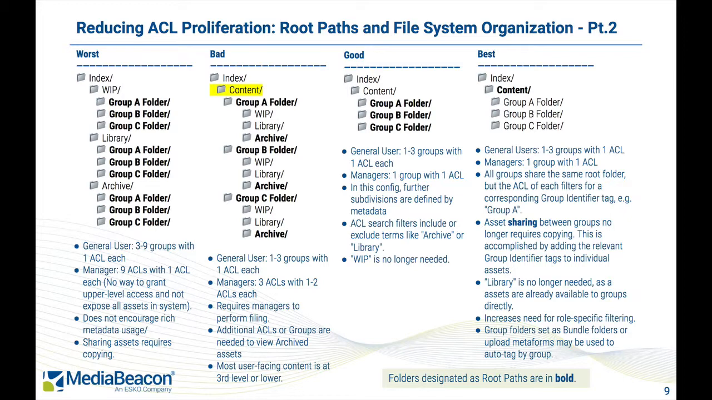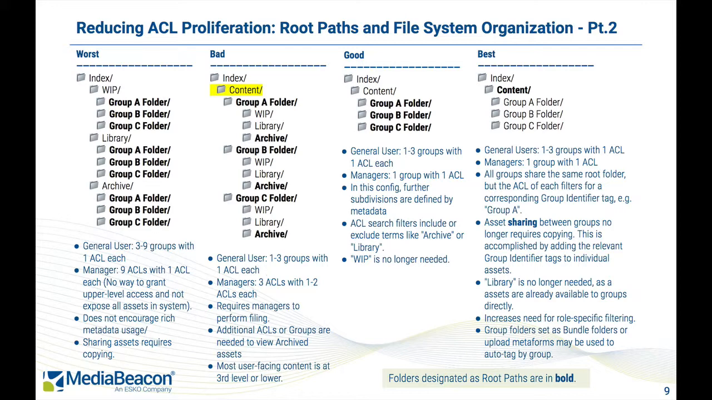A little bit better than that is when we break our structure a little bit and we add something like a content folder, and then we would go ahead and have a group A, group B, and group C. And that's perfectly fine, but if we want to have a folder structure then dictate your work in progress, library, and archive folder, that can be a problem too, because it would mean that I have to have a separate ACL to look at archive things. So that ends up being a problem as well.